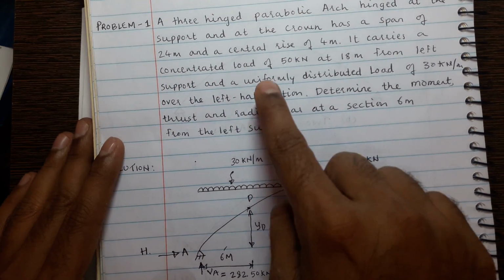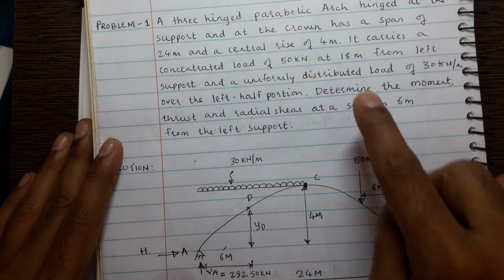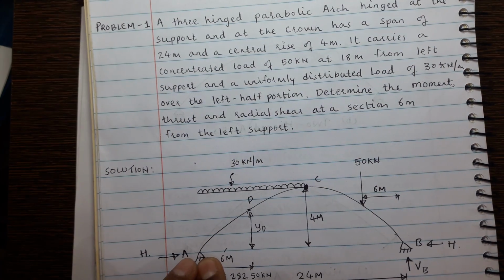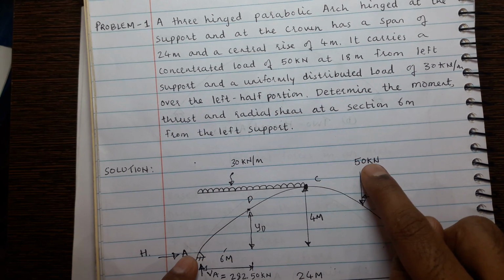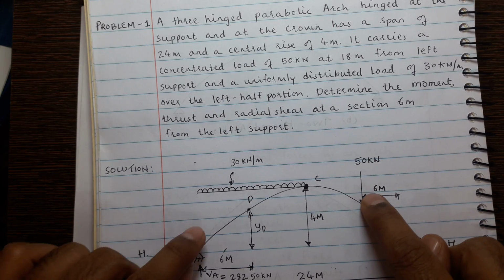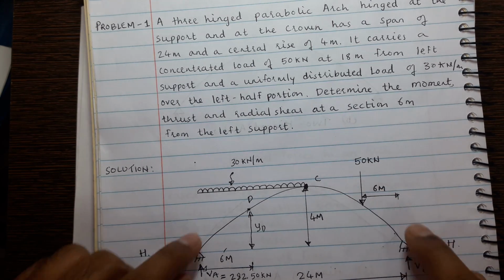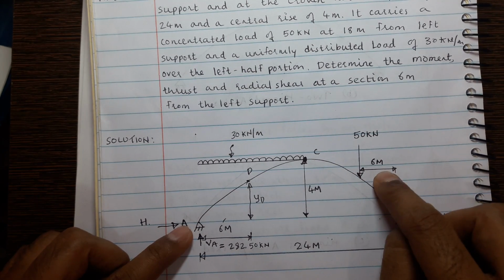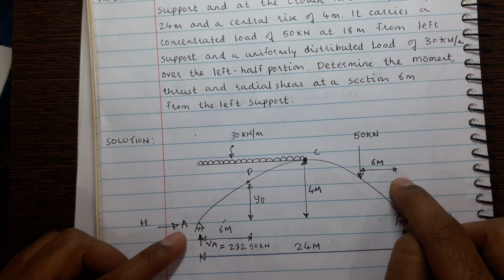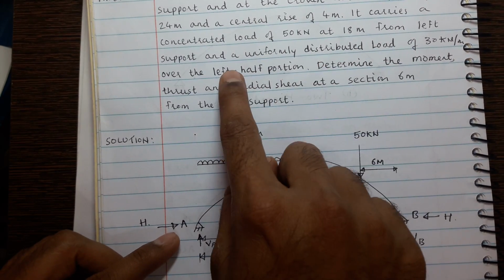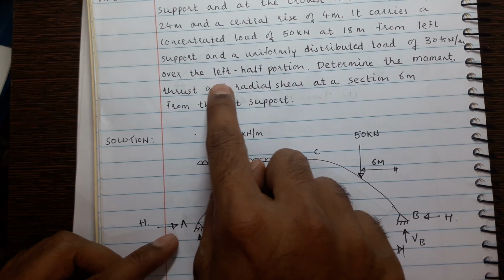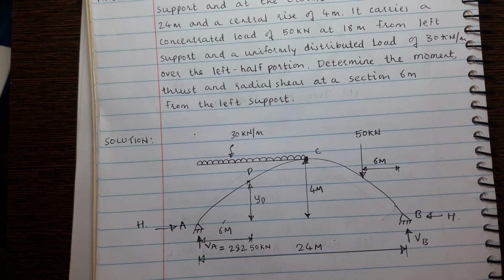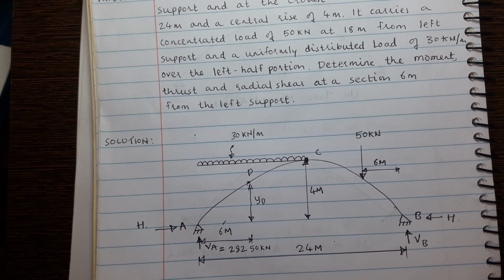It carries a concentrated load of 50 kilonewton at 18 meter from left support. So from support A we have a 50 kilonewton load at a distance of 18 meter from support A. So this is 24, and from support B it will have 6 meter. The 50 kilonewton load is 6 meter from support B, and a UDL of 30 kilonewton over the left half portion. So the entire left half portion has a UDL of intensity 30 kilonewton per meter.